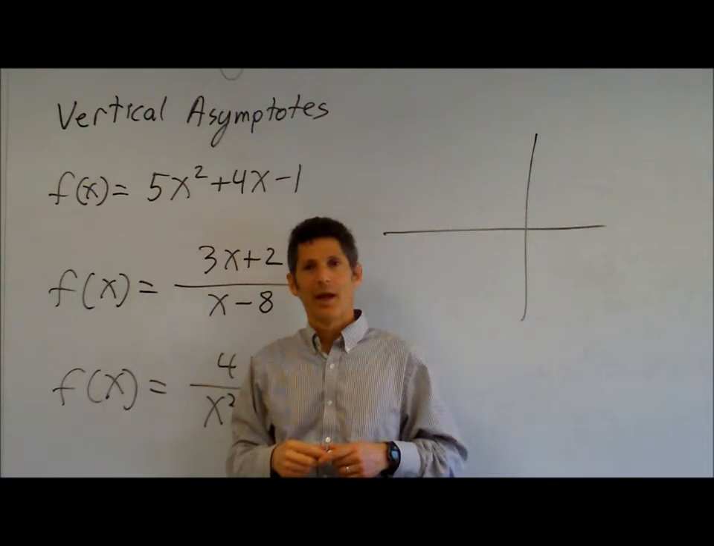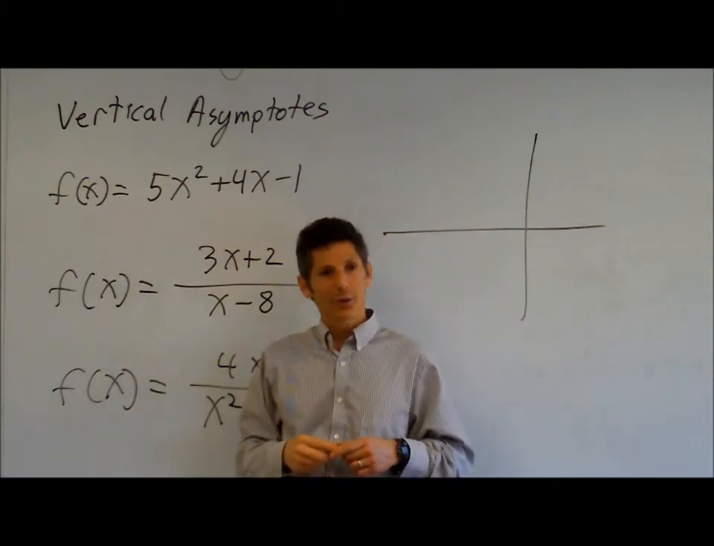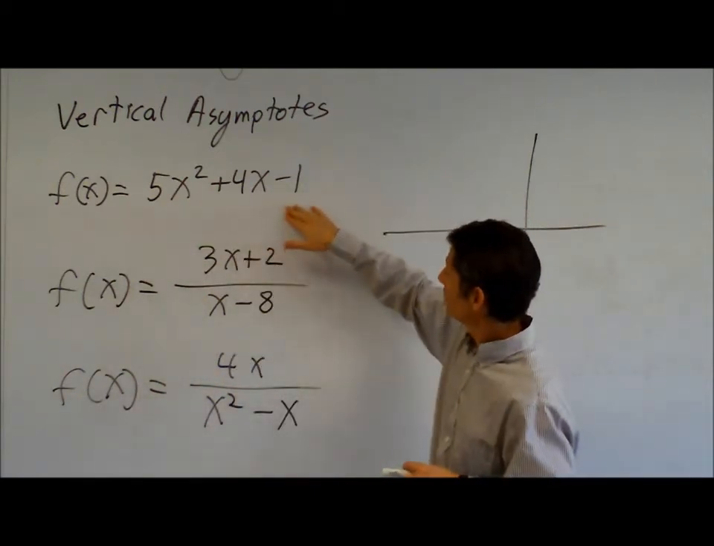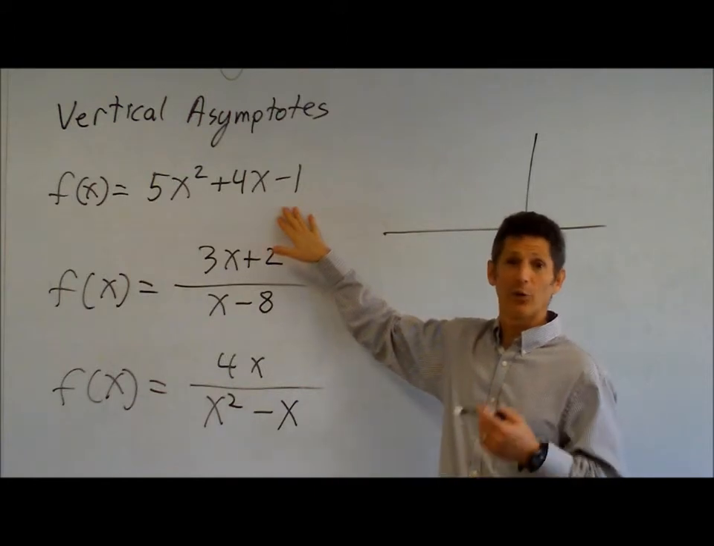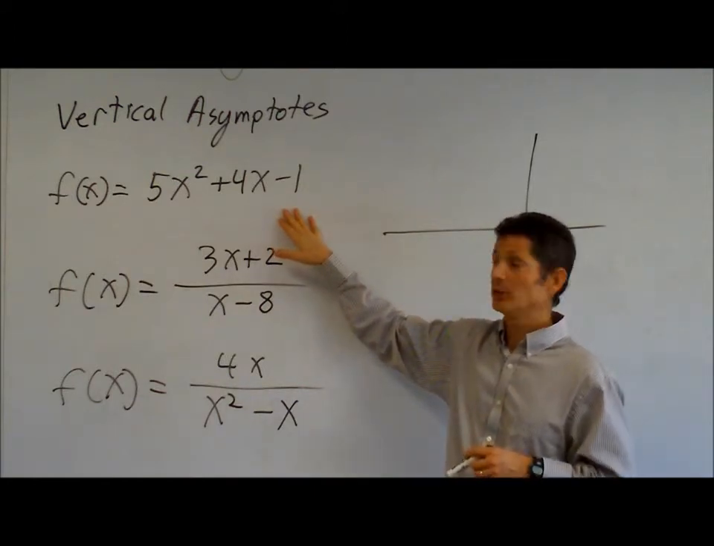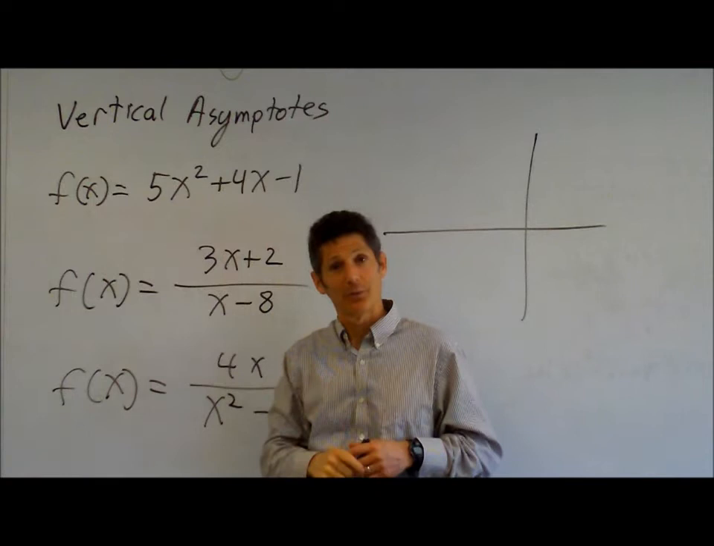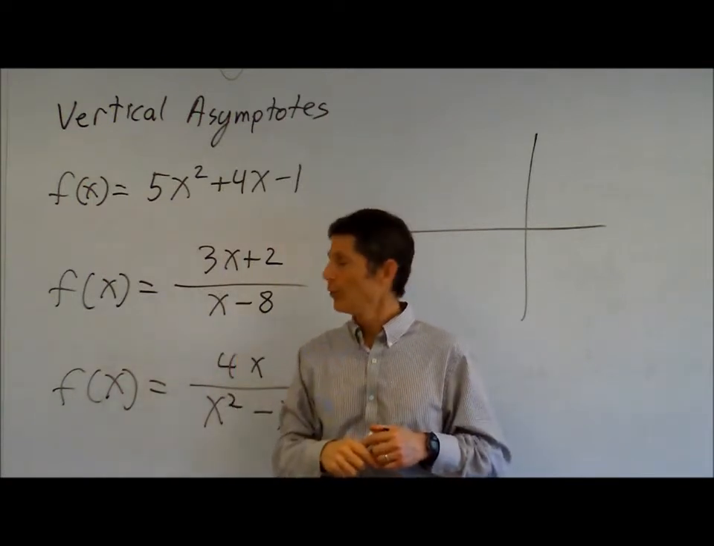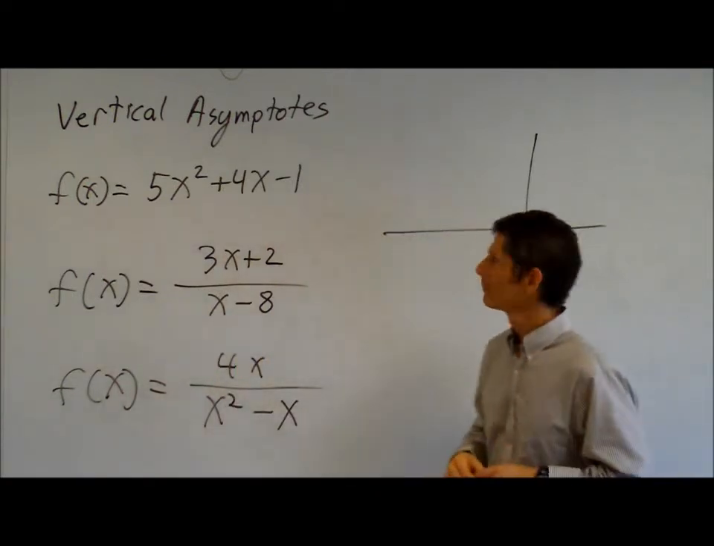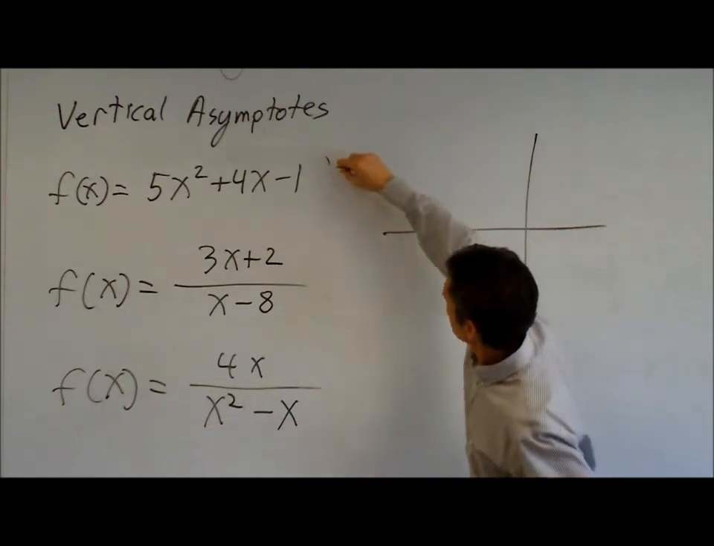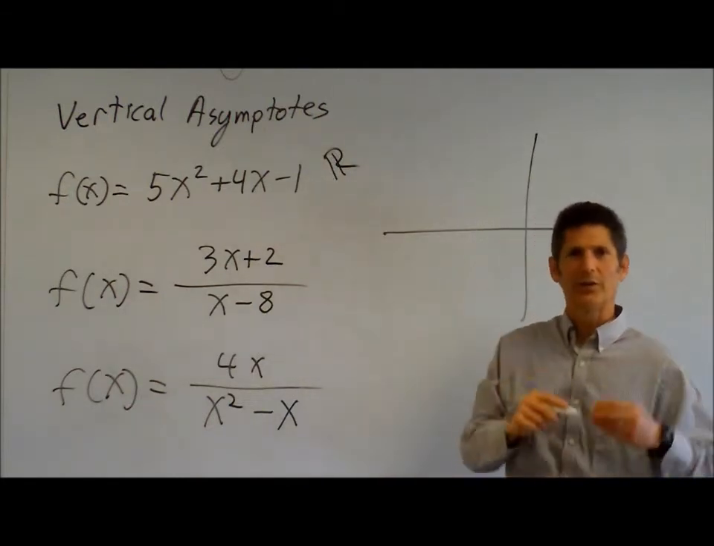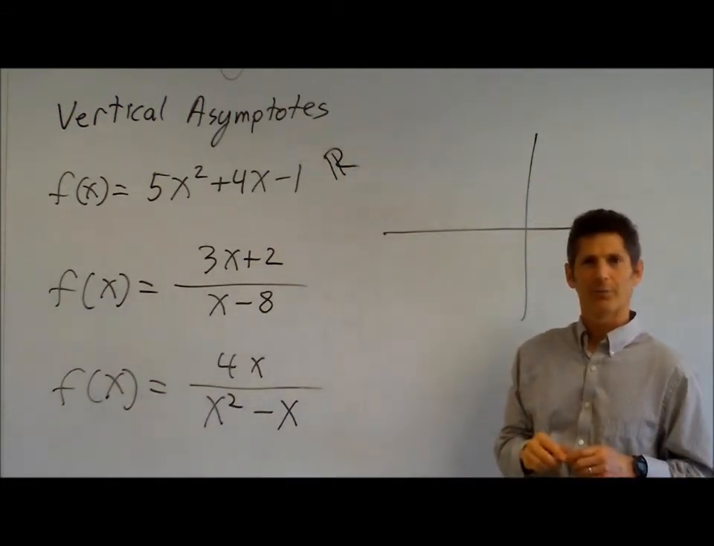Well, I think I can plug any x in. Yeah. This function is defined for all x values. All real numbers work in this function. So this guy does not have any vertical asymptotes. There are no holes in that graph. It just continues forever. It's a continuous graph. I'll make a little note: all reals on the side. There's no vertical asymptotes.